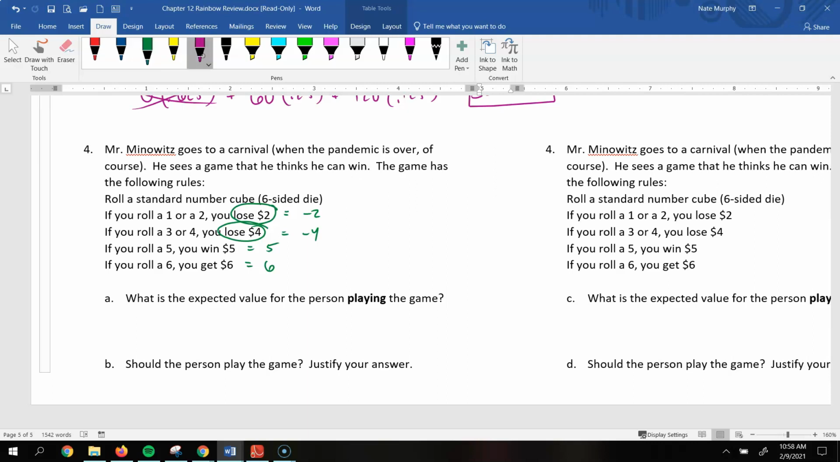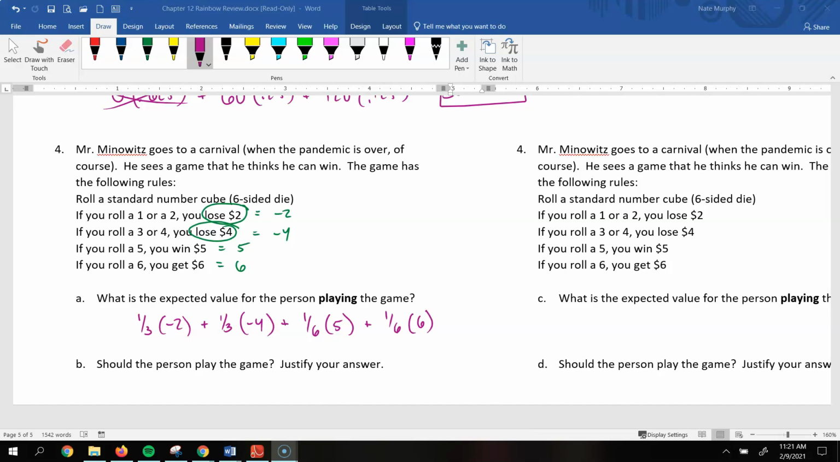So you're going to lose $2 if you get a 1 or a 2. So we have a 2 in 6 chance, or a 1 in 3 chance, of losing $2. Plus, getting a 3 or 4, well, that's also 2 numbers out of 6, which reduces to 1 in 3. So we have a 1 in 3 chance of getting a 3 or 4, and that means we would lose $4. But the probability of rolling a 5, well, that's a 1 in 6 chance of winning $5. And we have a 1 in 6 chance of getting a 6 and winning $6.